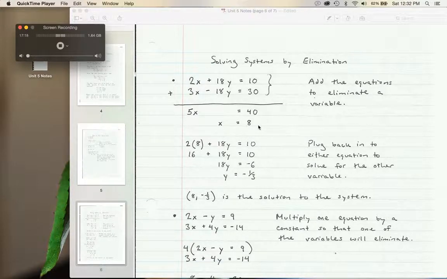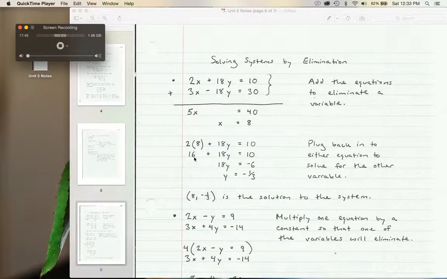Now I can proceed by substitution. I can plug 8 in wherever I see x in any equation that I choose to use. I've chosen to use the first equation. I've taken my x equals 8, and instead of 2x, I've written 2 times 8 plus 18y is equal to 10. And then I can solve this equation with my x plugged in. I can solve this equation for y and find the second half of my ordered pair.